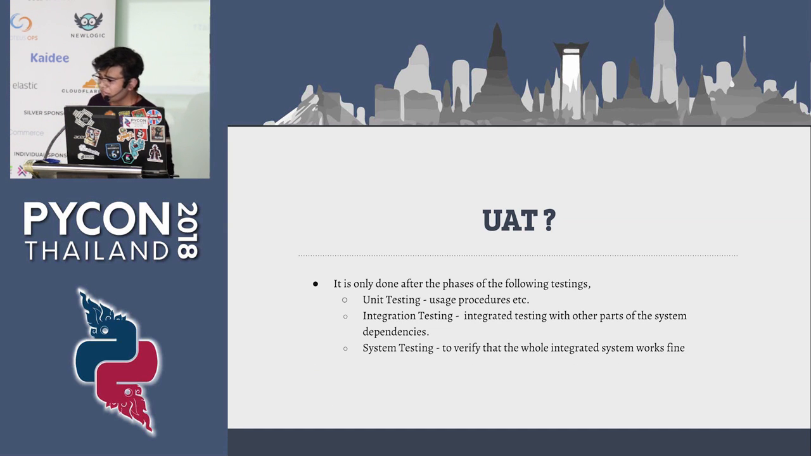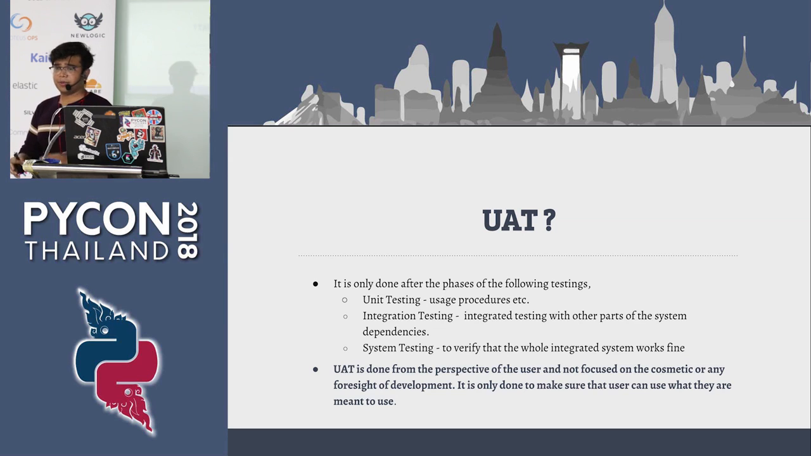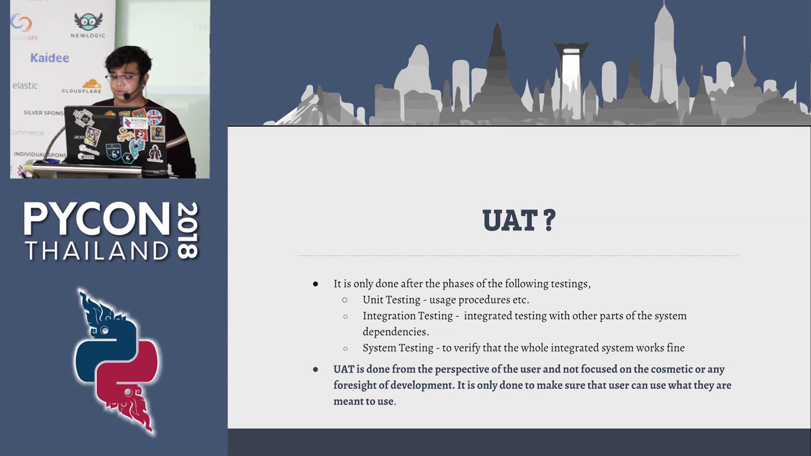Another thing is that it's done from the perspective of the user, not from the side of the developer, because it goes into production. So you have to find this cosmetic way of looking at it. You have to go to the GUI yourself, or you could use Robotframework and just watch the machine do it. It's done on the GUI side, and it's only done to make sure that the user can use what they are meant to use.